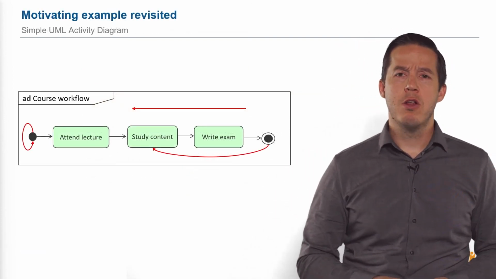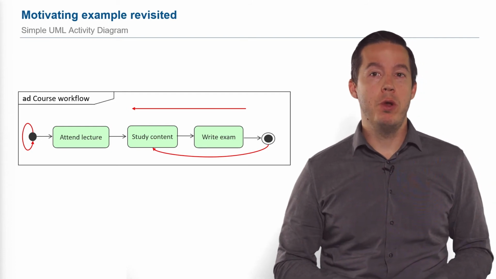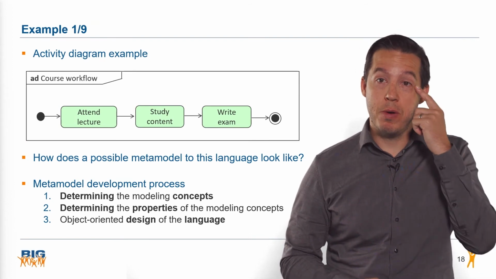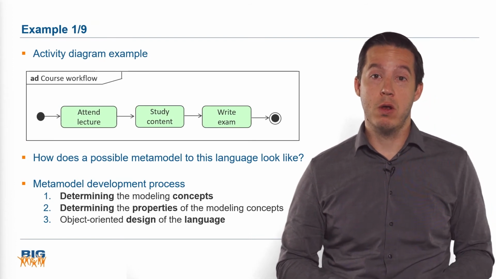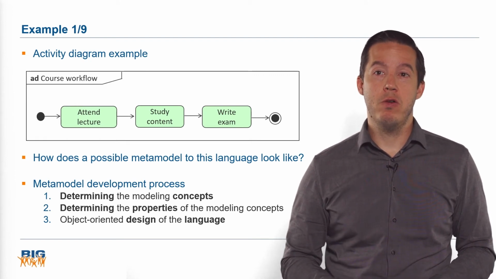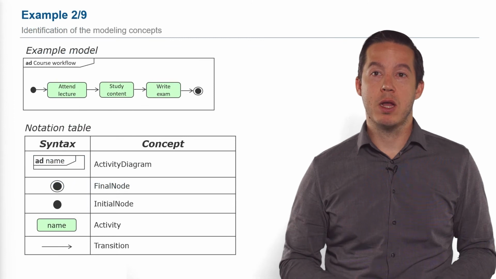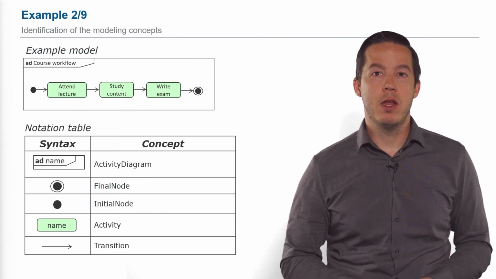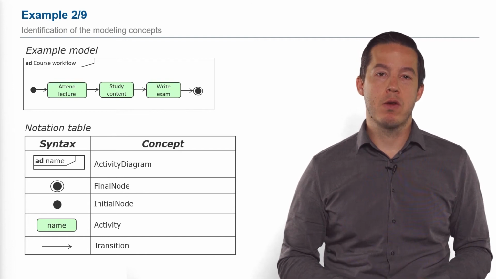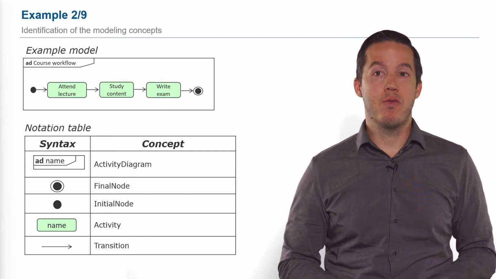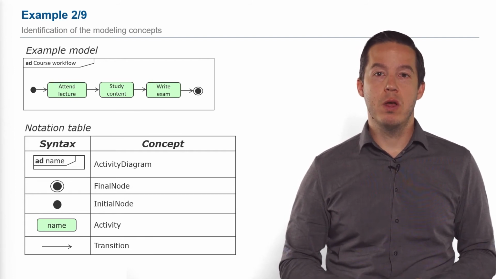So let's go back to our running example, and let's now really look at how a meta model would look like, and that is the question. So how does a possible meta model for this modeling language look like? And then we follow this three-step approach in a stepwise manner, and we try to abstract from the different concepts. So first of all, if we look at this model, we can create something that is called a notation table. So we just generalize all of the elements that we see. So we have a dedicated set of unique elements.